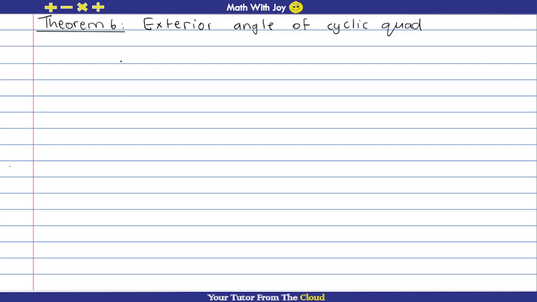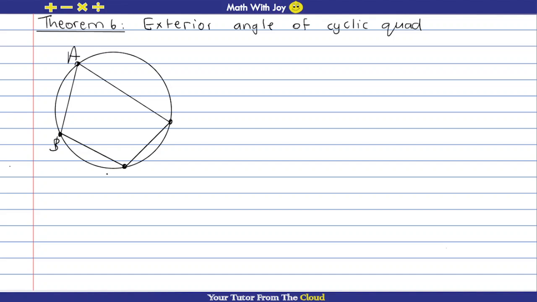The exterior angle of a cyclic quadrilateral is equal to the opposite interior angle of the cyclic quad. So let's draw a cyclic quad like this. Let's call it ABCD as well. A, B, C, D. Now an exterior angle is always formed when you elongate one of the sides. So this is an exterior angle.